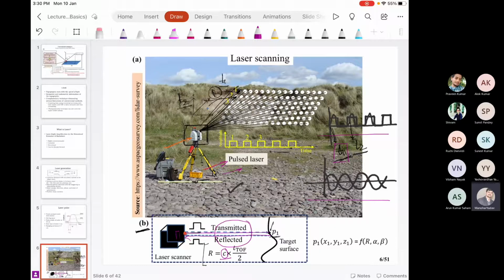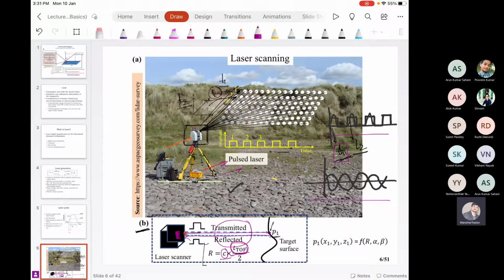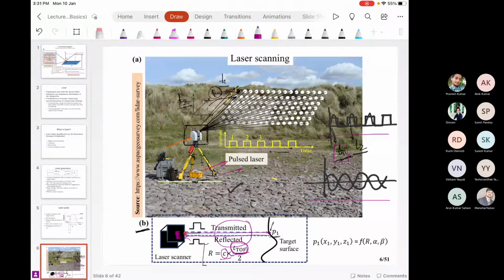Then internal electronics, a particular component of the laser scanner unit, is where the time is recorded. There is a counter circuit, an internal component. It records the total time of travel, which we call time of flight. This time of flight t is the time taken by the laser pulse from the laser source to point P1, that is the target, and further the return back to the source.